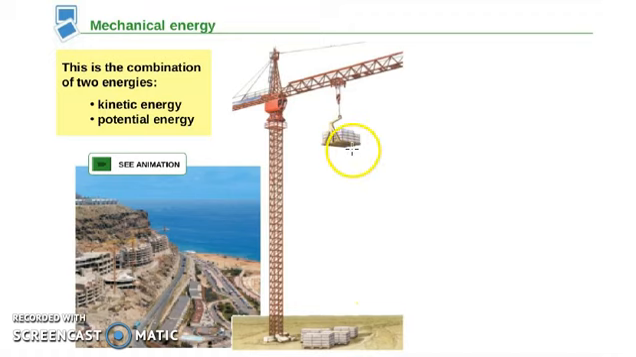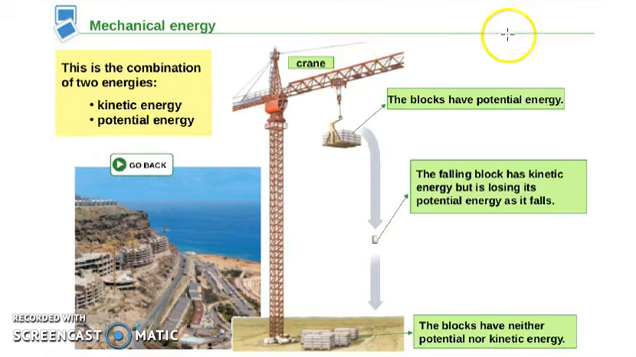In this situation, for example, the block has high potential energy and no kinetic energy. When the block is falling, the kinetic energy is increasing and the potential energy is decreasing. Just when it is about to hit the ground, the kinetic energy is maximum and the potential energy is minimum. And after the hit, the blocks have neither potential nor kinetic energy.